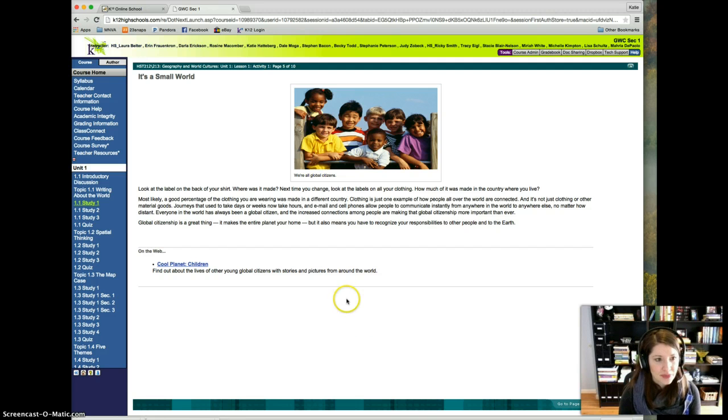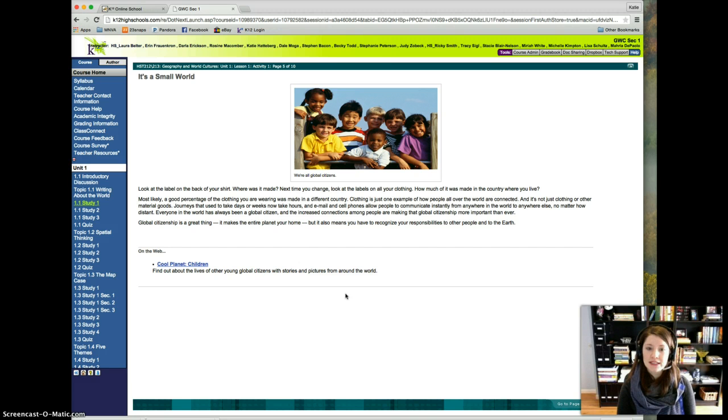Page 5. It's a small world. Look at the label on the back of your shirt. Where was it made? Next time you change, look at the labels on all of your clothing. How much of it was made in the country where you live? Most likely, a good percentage of the clothing you are wearing was made in a different country.